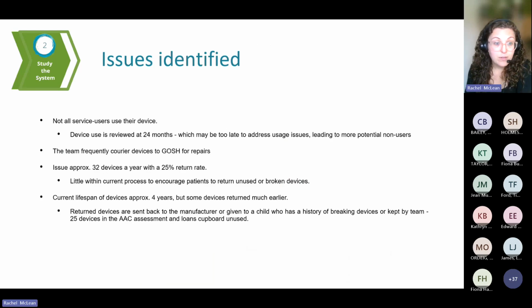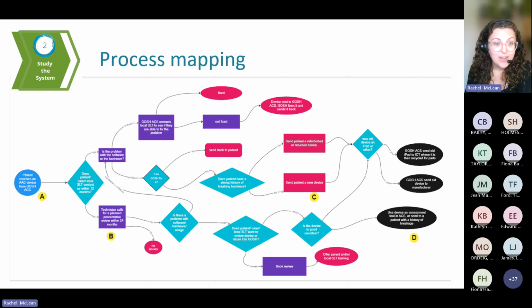So through this, oops, sorry, I've skipped a slide. So the team started by completing a process map first of their device learning process. So it started with the provision of a device to a service user here on the left. Don't worry too much if you can't read all of the detail. That's okay. We'll go through it.